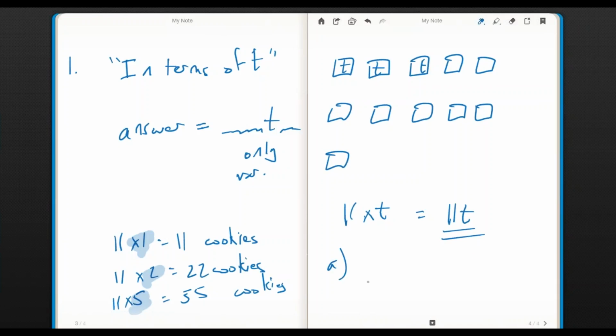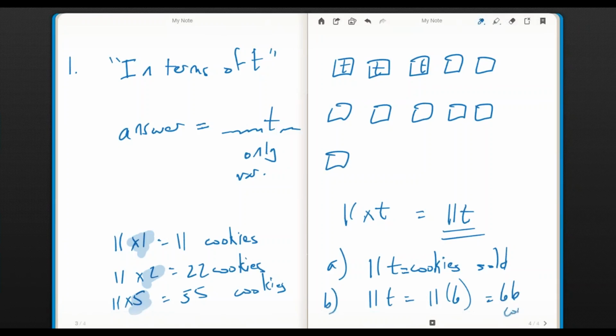Answer choice A needs to have units. You would say 11T cookies were sold. And if you want an equal sign, you can say 11T is equal to the number of cookies sold. Okay, and then part B says this, what if T is 6? How many cookies were sold? Well, 11T, if T is 6, means 11 times 6, which means 66, and of course units are important. 66 cookies were sold altogether.